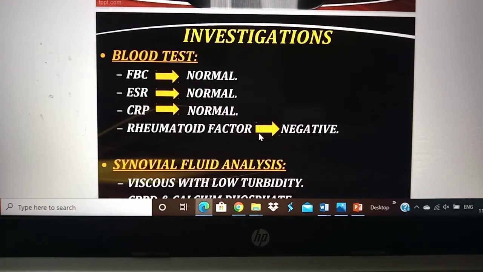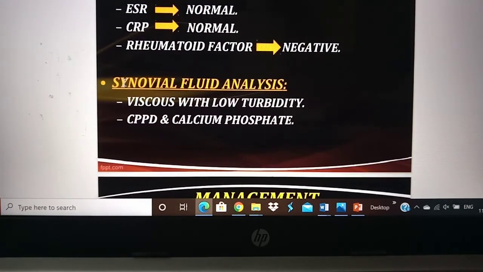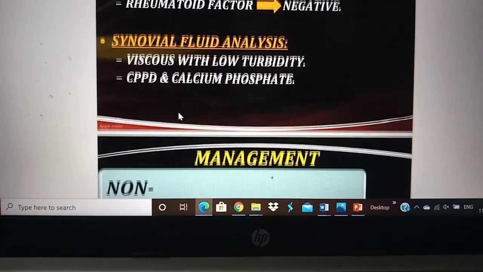In a rheumatoid arthritic patient, rheumatoid factor will be positive. Synovial fluid analysis can be done. It will be viscous with low turbidity and calcium phosphate. So all these investigations are secondary. Just by looking at an X-ray, most orthopedicians will be able to diagnose osteoarthritis, and as an older person comes with osteoarthritis of the knee and hip, it's easy to diagnose.